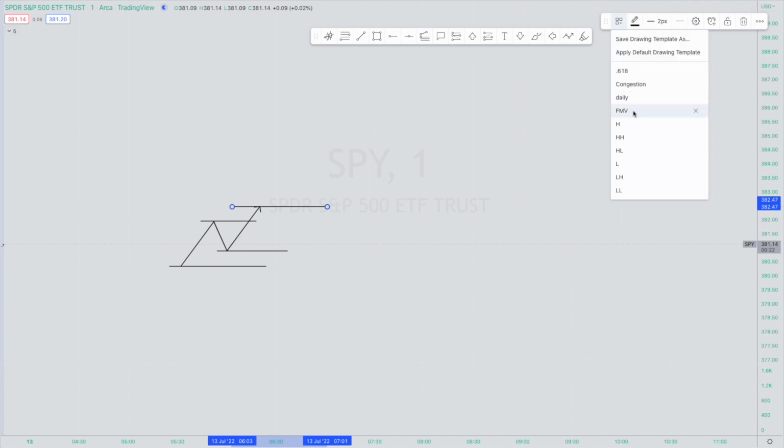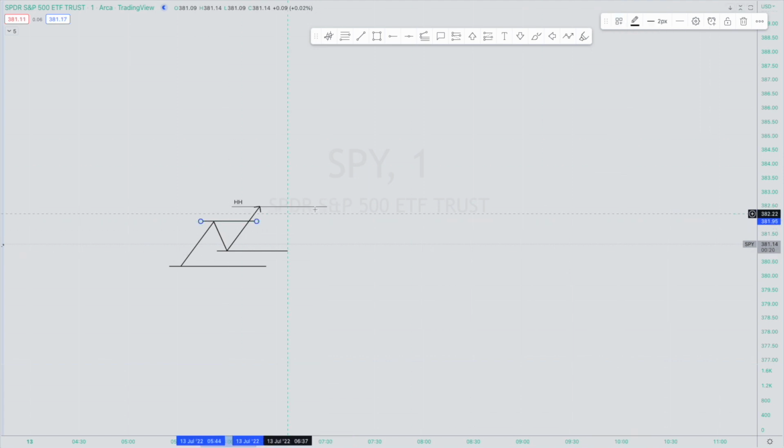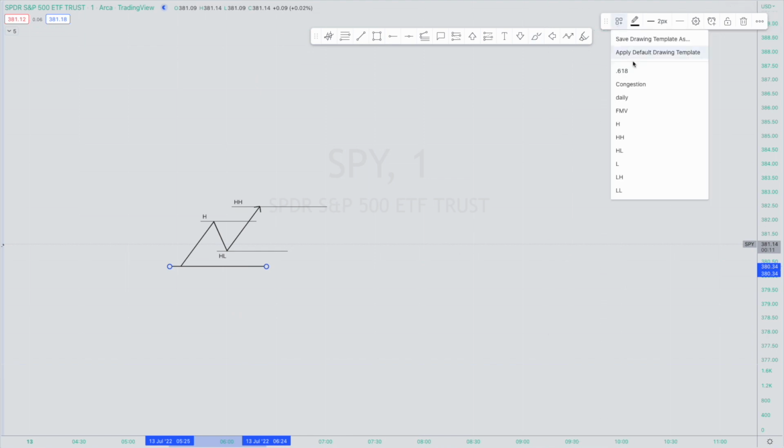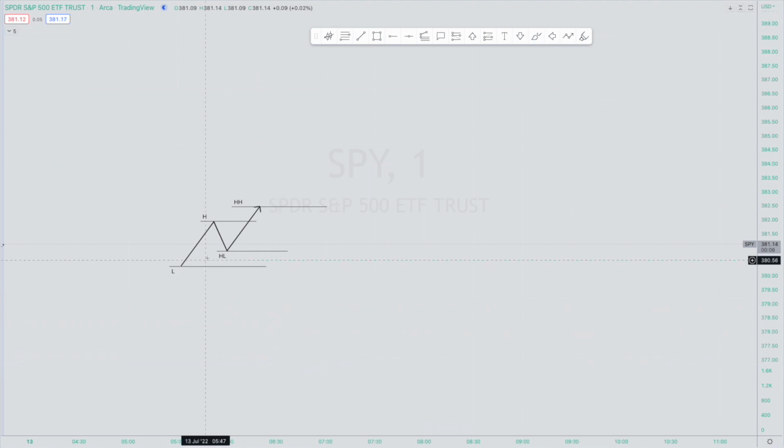So we'll mark these to make them clear so we can see these. We have a high here, we have a higher low, and right here we have a low. All right, so as you can see right here, we have an uptrend. We have higher highs being put in, higher lows being put in.